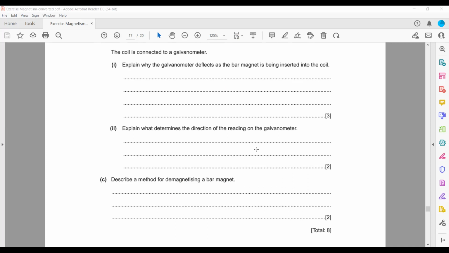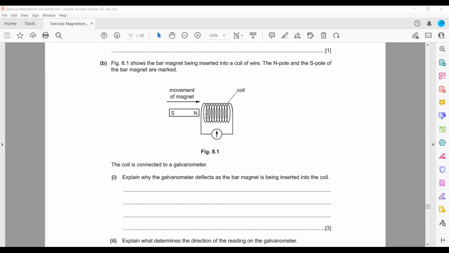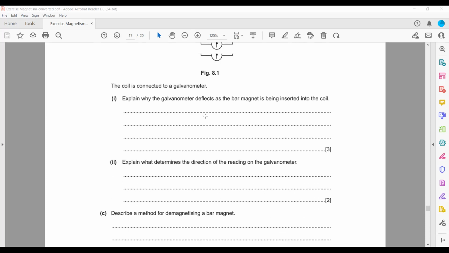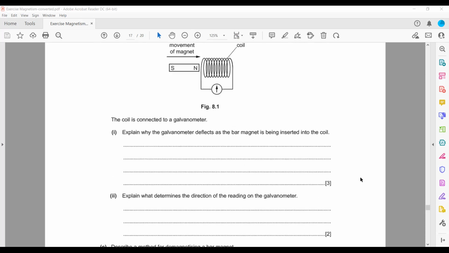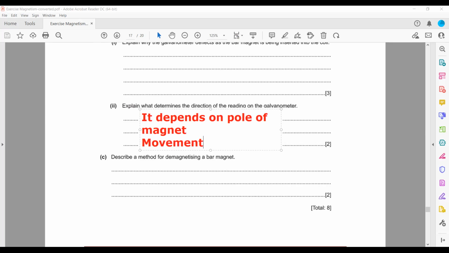Explain what determines the direction of the reading on the galvanometer. So how the direction is affected, it depends on the direction of the movement of the magnet and the pole of the magnet. Like if we bring the north pole or we bring the south pole, the direction of induced current will be different. Same thing if we are moving the magnet towards or away, the direction of the induced current will be different. So what factors does it depend on? It depends on the pole of the magnet, and it also depends on the motion or the movement of the magnet.